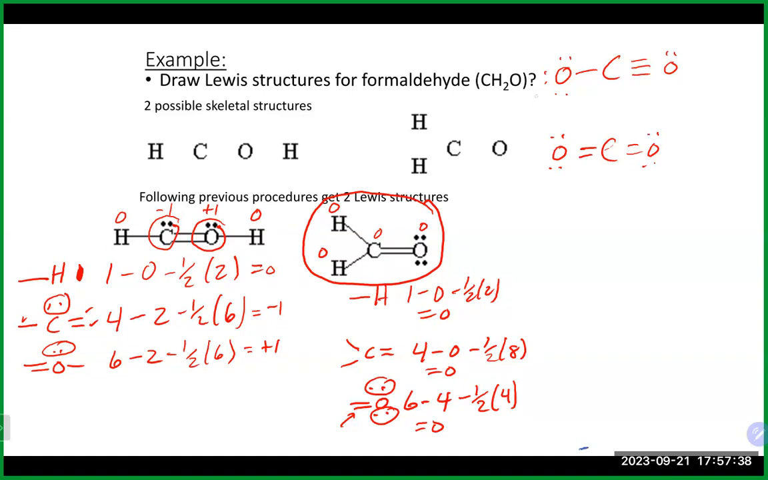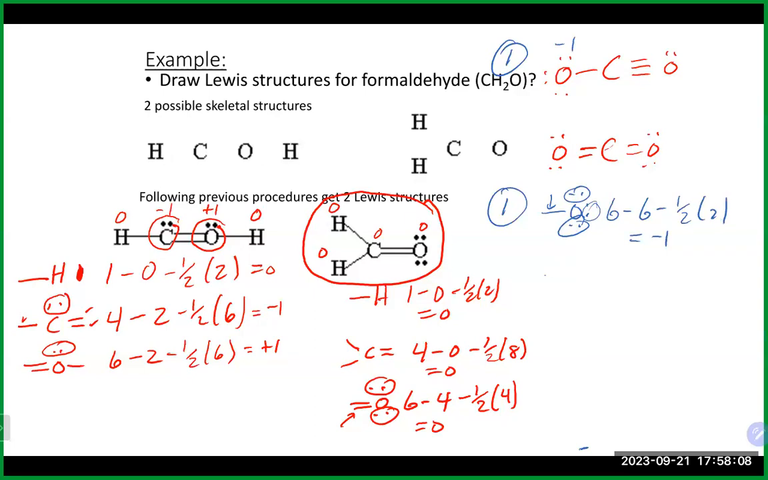Okay, let's take a look. We'll start with the top one up here. We have our single bonded oxygen on that one, and that would give us 6 minus 6 minus 1/2 of 2, as we have 2, 4, and 6 electrons, and obviously our 2 electrons here for our bonding. That's going to be 6 minus 6, which is 0, minus 1/2 of 2, which is 1, and that's going to give us a negative 1 formal charge on that one.